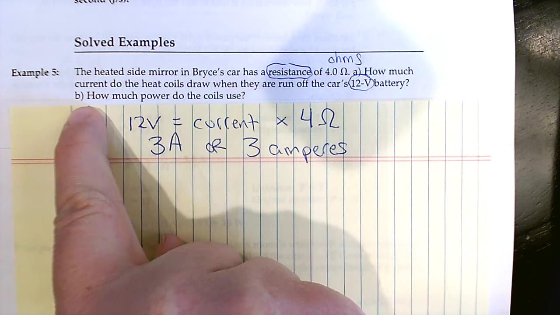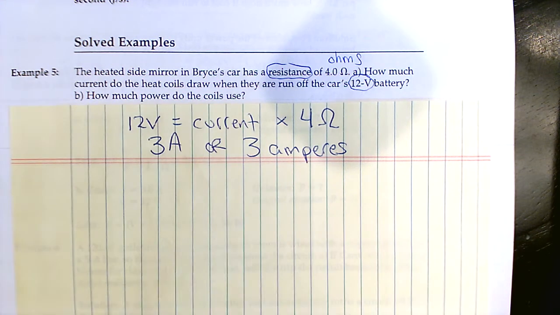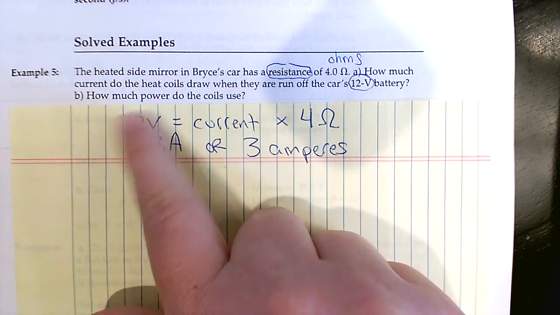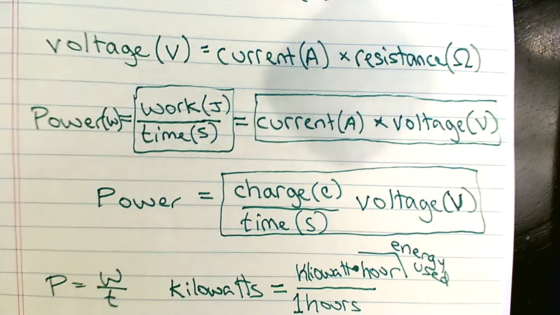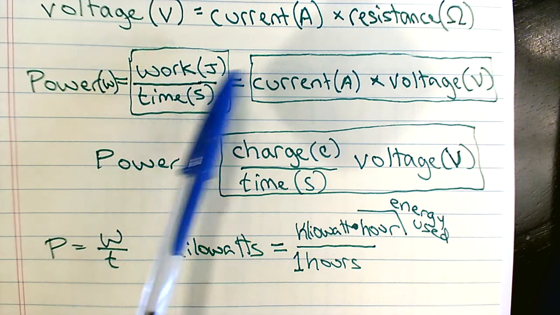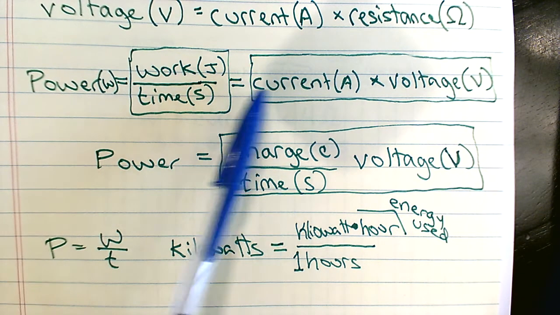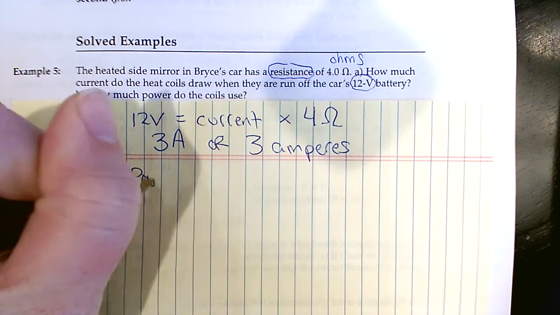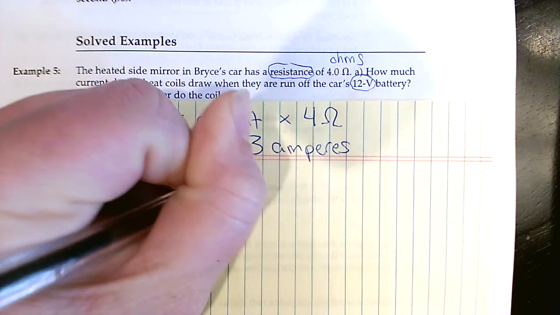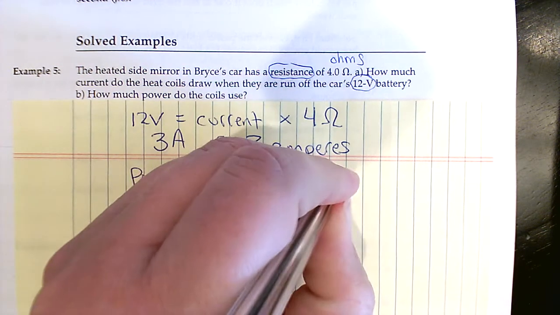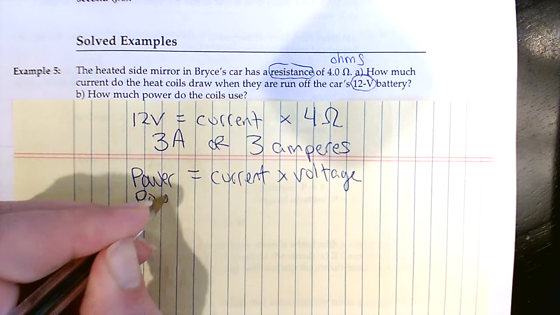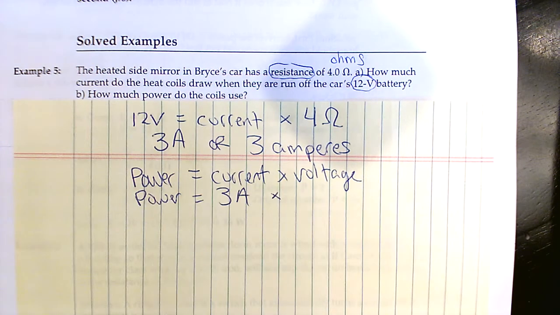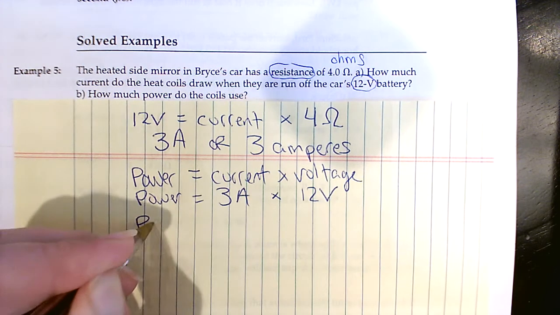Then we have a secondary question. How much power do the coils use? So now we know voltage, resistance, and current. We're trying to get to power. We look back at our equations and we say, okay, we're looking for power. Remember, we have 3 ways we can calculate power. Looks like the only one we can do is this one, current times voltage. So power equals current times voltage. So power is current, our 3 amperes, times voltage, 12 volts.